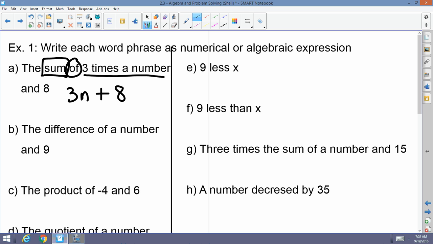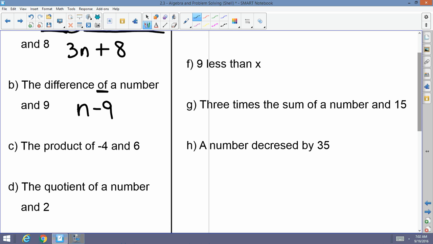B, the difference of a number and 9. Well, difference of a number and 9 is n minus 9. Again, of was used here, but not in the context of multiplication. The product of 4 and negative 6. Okay, well, we have product. I've got negative 4 times 6. The quotient of a number and 2. So we're talking about quotient of a number and 2.